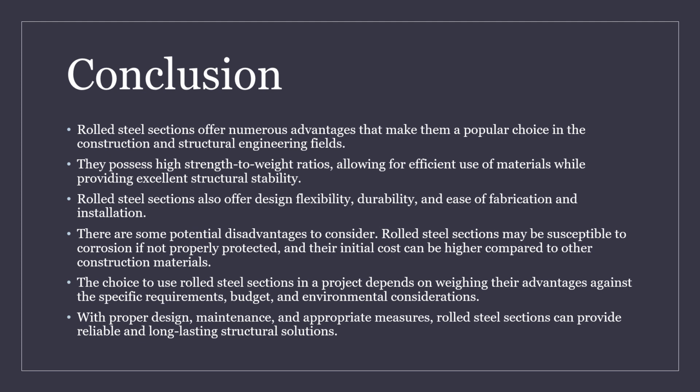There are some potential disadvantages to consider. Rolled steel sections may be susceptible to corrosion if not properly protected, and their initial cost can be higher compared to other construction materials. The choice to use rolled steel sections in a project depends on weighing their advantages against the specific requirements, budget, and environmental considerations. With proper design, maintenance, and appropriate measures, a rolled steel section can provide reliable and long-lasting structural solutions.